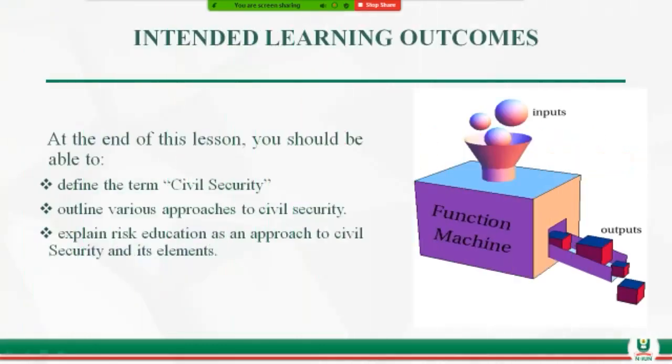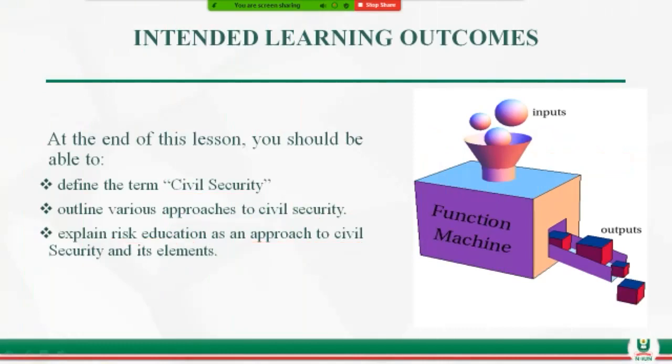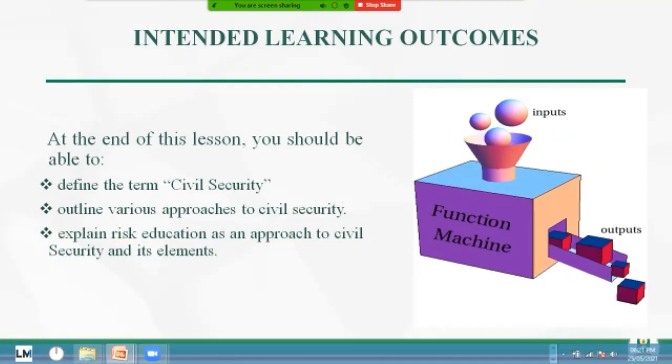At the end of the lesson, you should be able to define the term civil security. You should be able to outline the various approaches to civil security, and you should be able to explain risk reduction as an approach to civil security and its elements. All right. So those are essentially the major points that we are going to be discussing in this presentation.